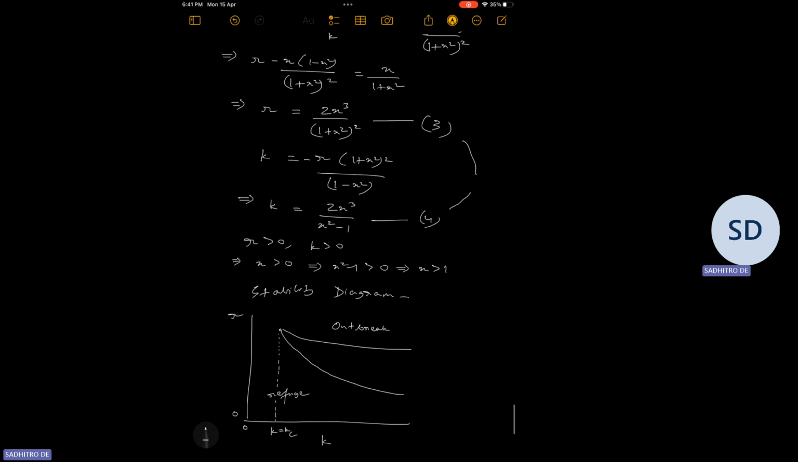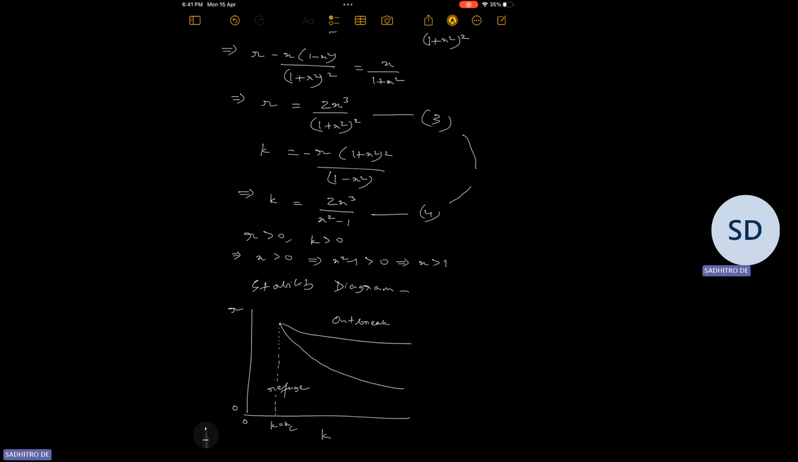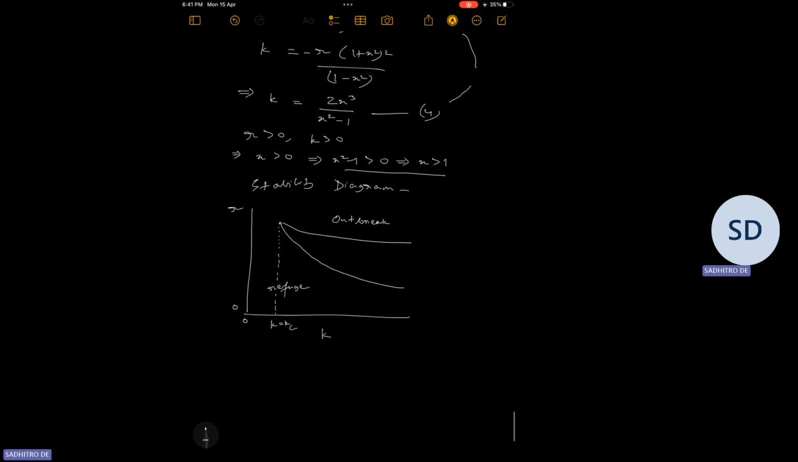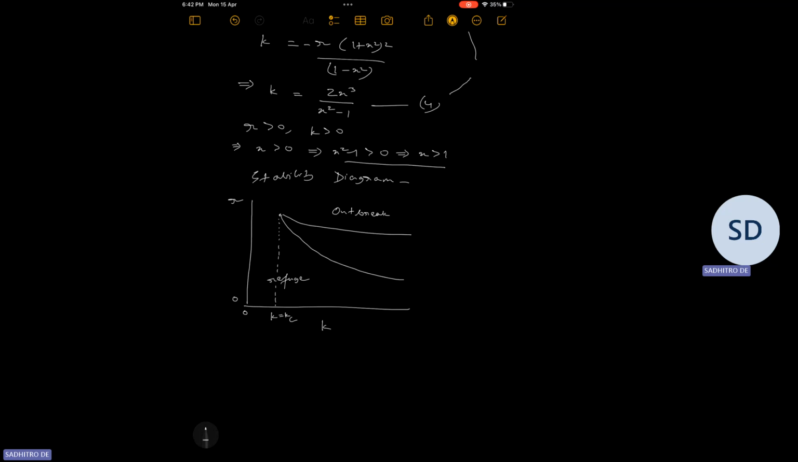Since it is difficult to solve 3 and 4 analytically, a hand-waving argument is that you plug in values of x and find what the corresponding k and r are. And this is the constraint that we must have on x for k and r to both be greater than 0. Then we have this stability diagram in the space of r and k, where this is the outbreak region and we have the refuge region. And then we have the place where the population is basically bistable.